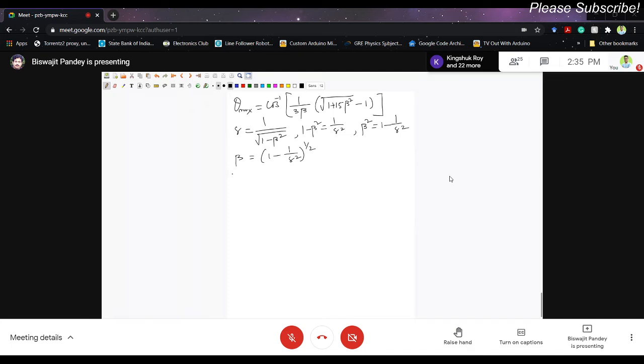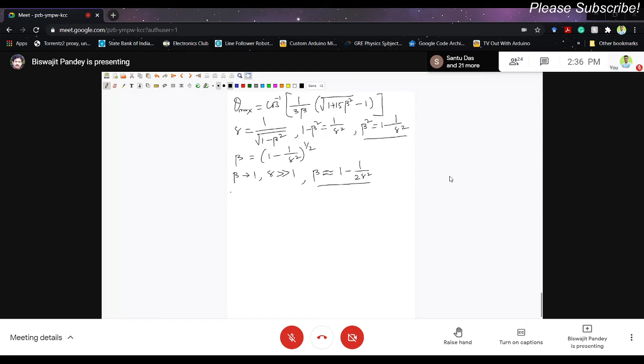Now, in the case of a relativistic particle, beta tends to 1, so gamma is much greater than 1. In that case, 1 by gamma square will be a very small number. So you can write beta approximately equal to 1 minus 1 by 2 gamma square, right? And beta square can be written in the same manner. We want to write this formula in terms of gamma. Essentially they are the same, but it will be a bit simpler and cleaner.